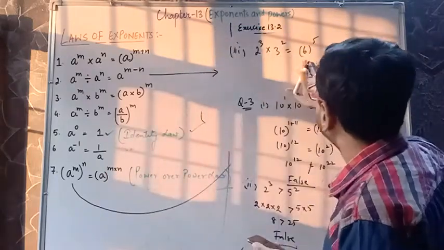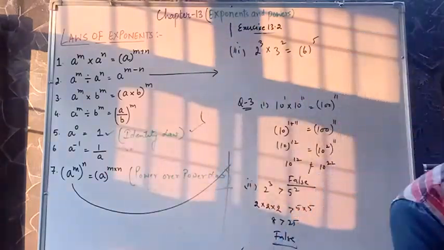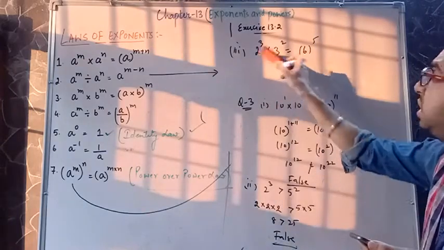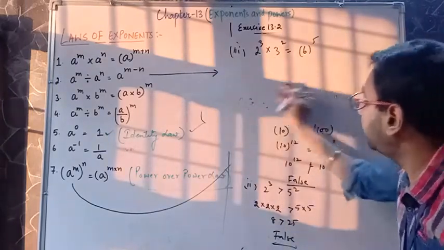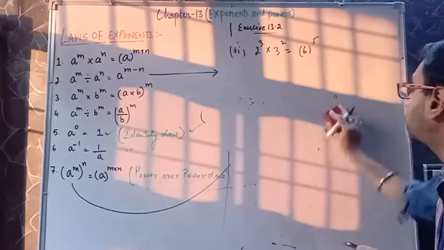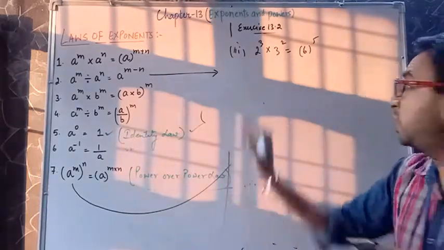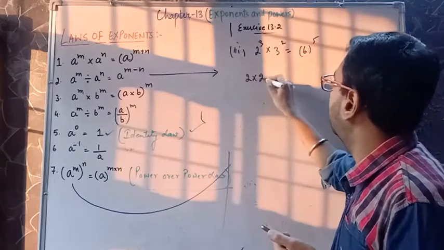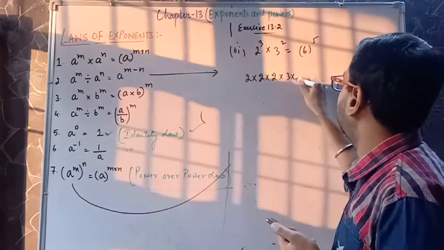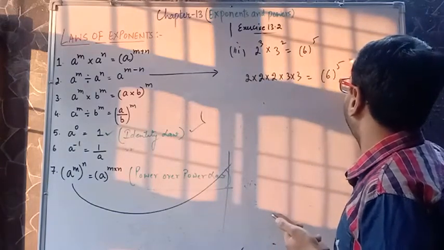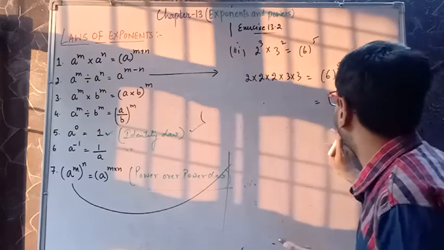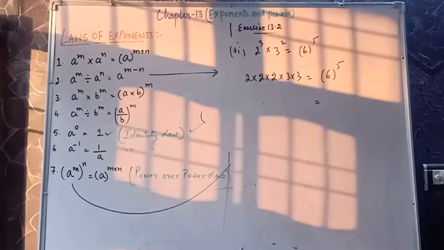If I think this way or that way, what he has done is multiply the bases and add the powers. That means he has applied two laws together, which is not possible because I haven't given you any such law. Hence, we solve 2 into 2 into 2, 3 into 3 into 3, and 6 raised to power 5. Try to solve, please.